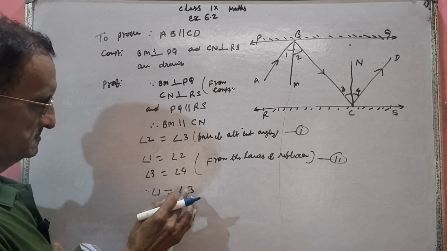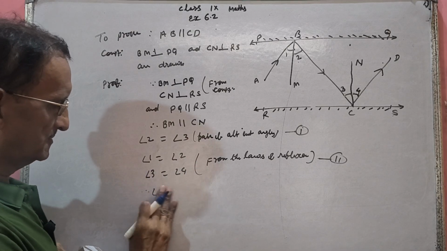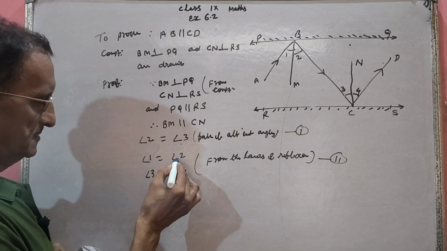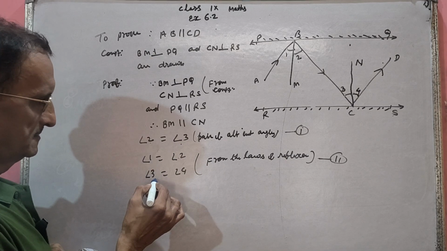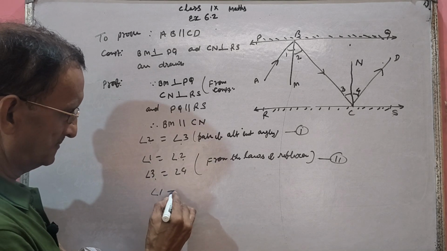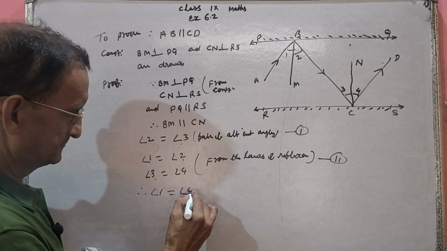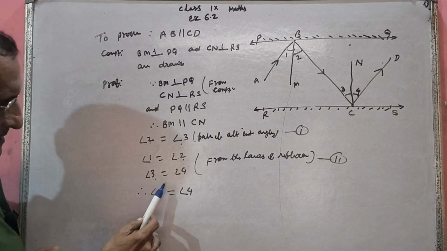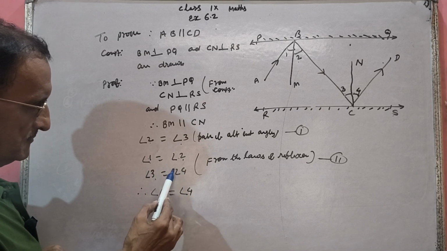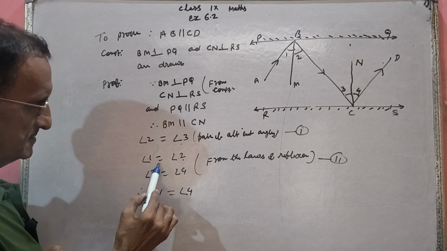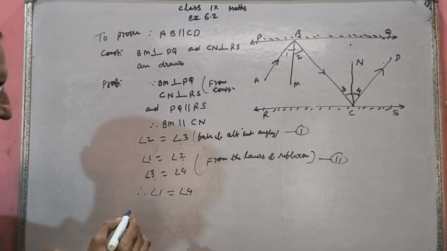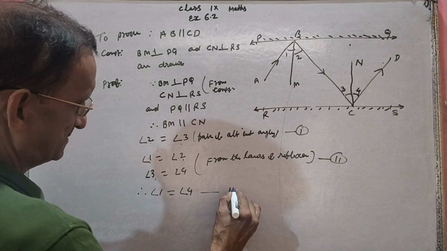Angle 2 and 3 are equal. See here. Angle 2 and angle 3 are equal. Angle 1 will be equal to angle 4. Because angle 1 is equal to angle 2, angle 4 is equal to angle 3, and 2 and 3 are themselves equal. So angle 1 will be equal to angle 4. Let this be equation 3.